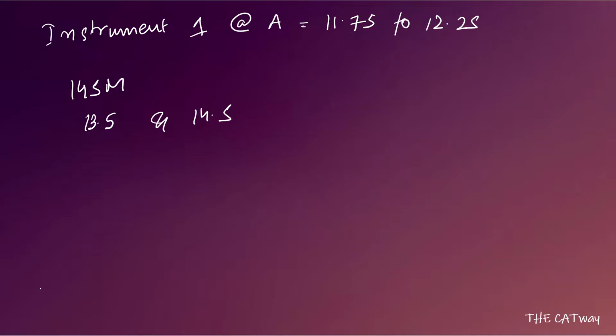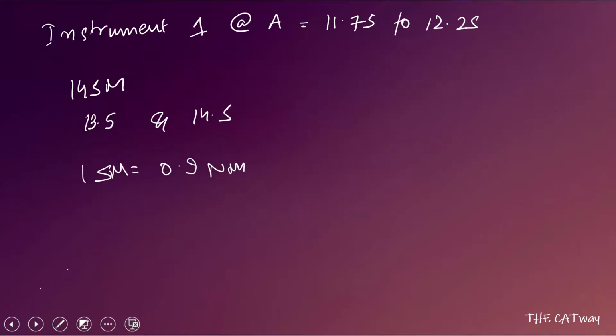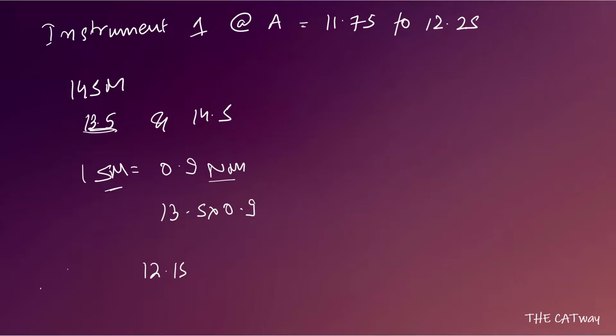Also, what we have been given is that 1 sm is equal to 0.9 nautical miles. So what will be the value of 13.5 sm in nautical miles? It will be 13.5 into 0.9. Okay, so what will we get? We will get 12.15, the lower limit.